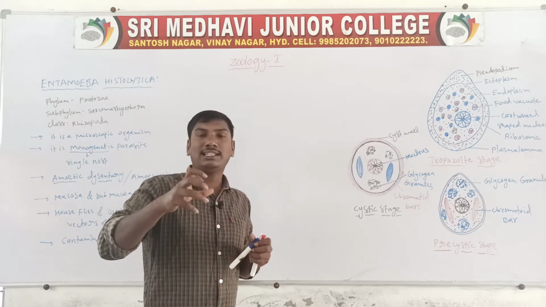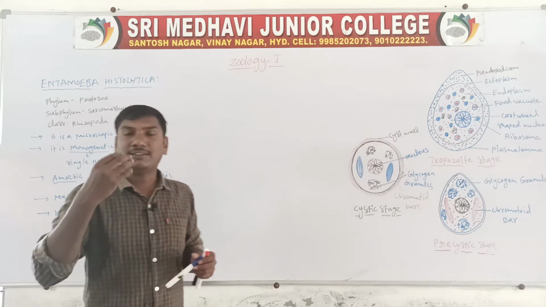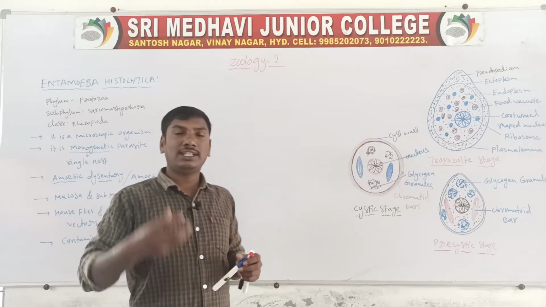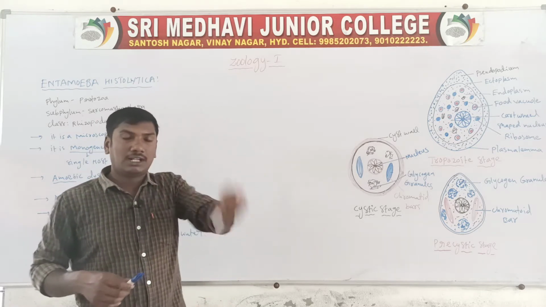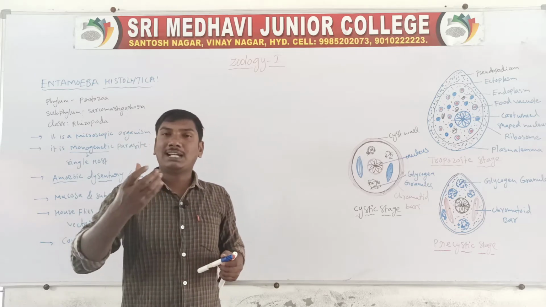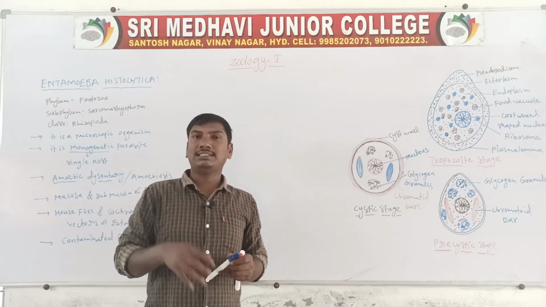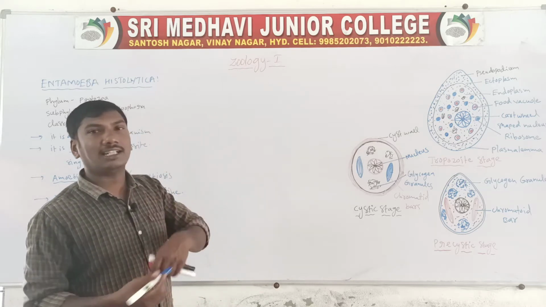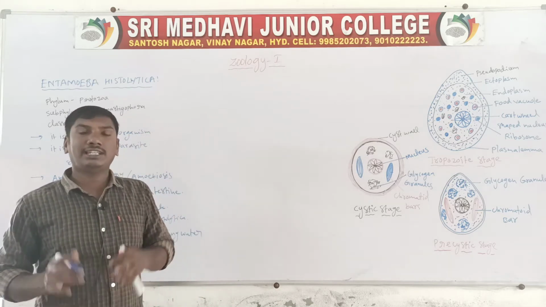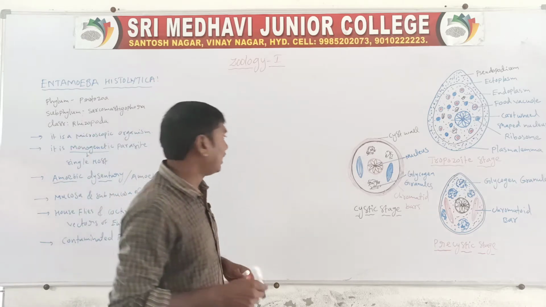Next, infection in human beings comes from contaminated food and drinking water, that is, eating food and drinking water that cause the disease. House flies and cockroaches are the vectors of Entamoeba histolytica.